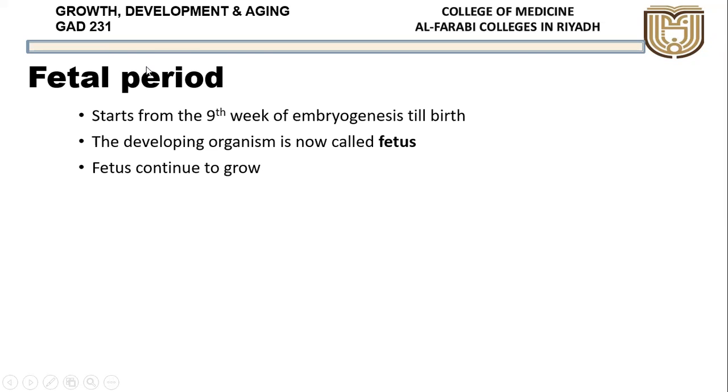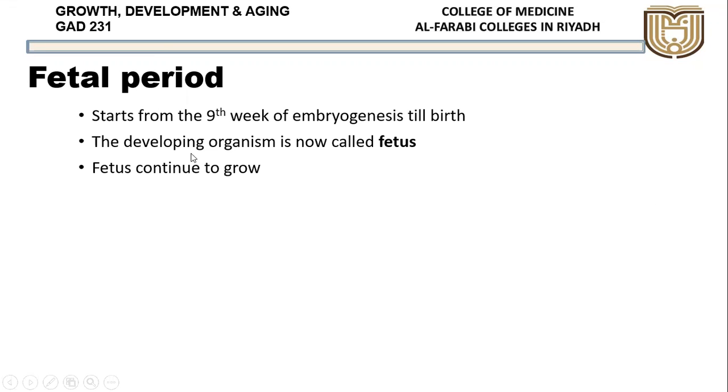So the first 3 weeks will be the germinal period. Starting from the fourth to eighth week will be the embryo. Now it is called the fetal period, starting from the ninth week till birth. So this is the fetal period. Now we will study about the fetal period in a very fast manner.